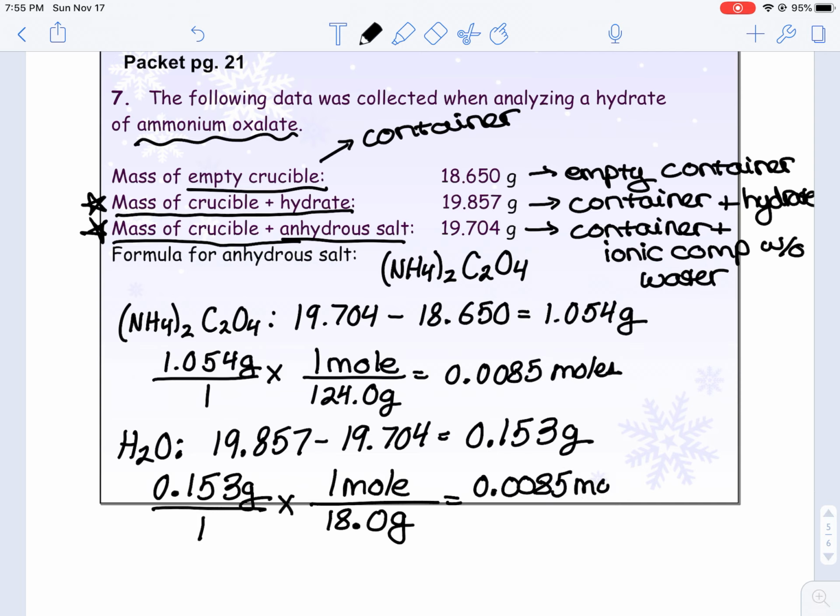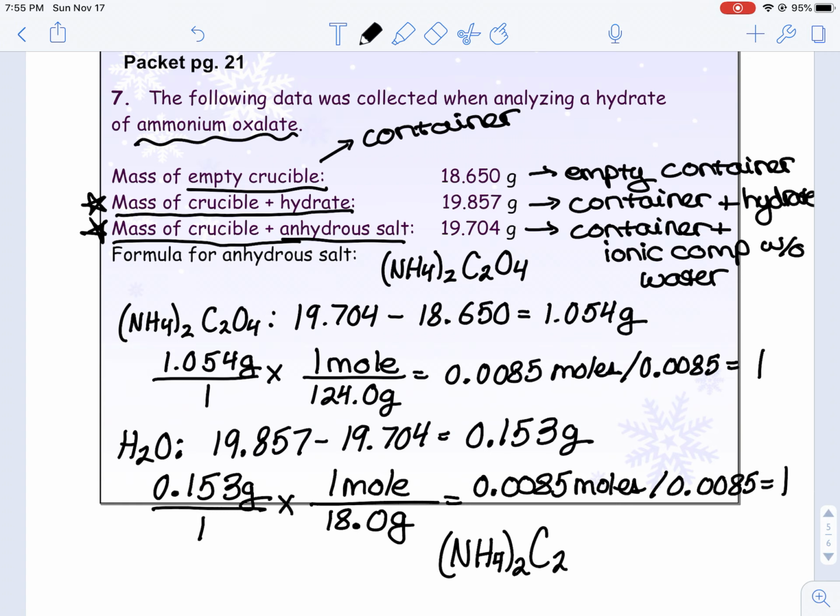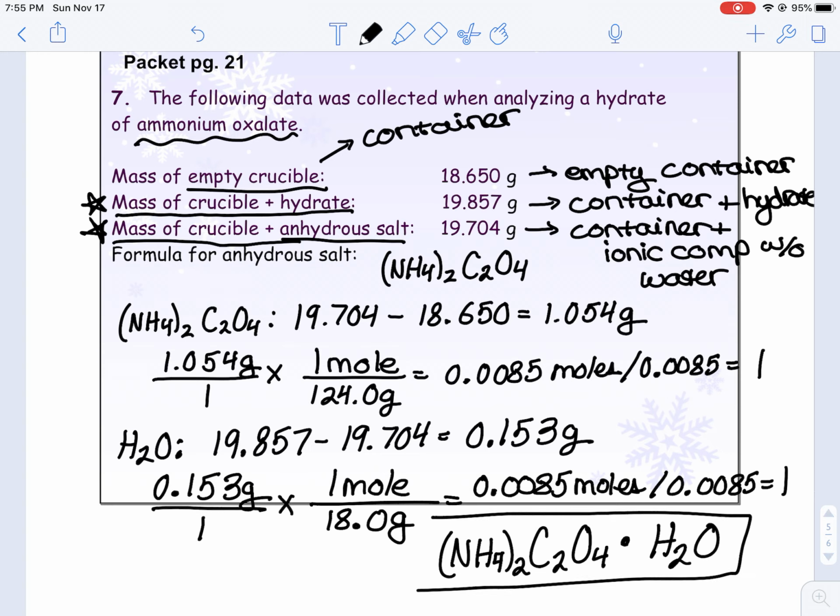And then you're going to take those mole amounts and divide both of them by the smaller. But in this case, you're going to end up with a 1-to-1 ratio. So then the formula for your hydrate is going to be 1 mole of the ammonium oxalate for every 1 mole of water. And you don't have to write the 1 in, but you can if you want. So that's how you do hydrate problems.